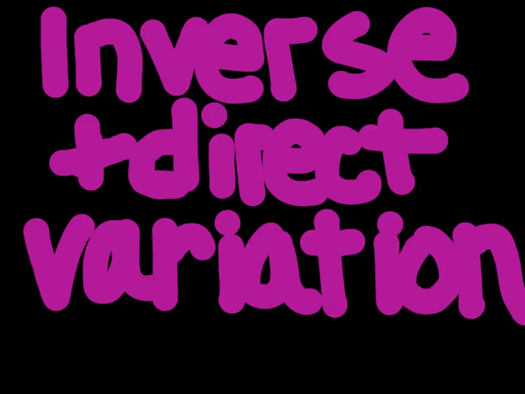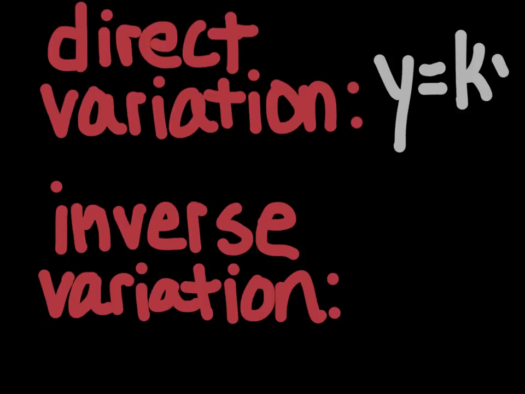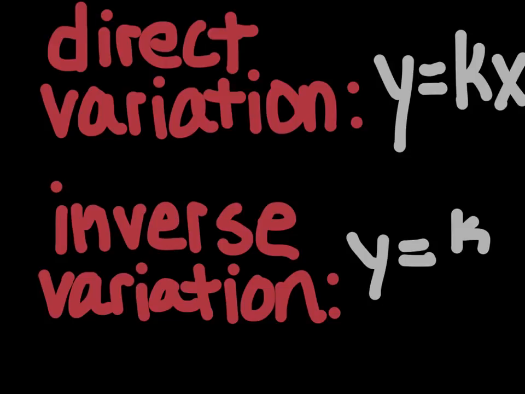Okay, children, this video is about inverse and direct variation. Now this is a little review because we have done this before, but direct variation is when we have y equals a constant times x. And inverse variation is when we have y equals a constant divided by x.